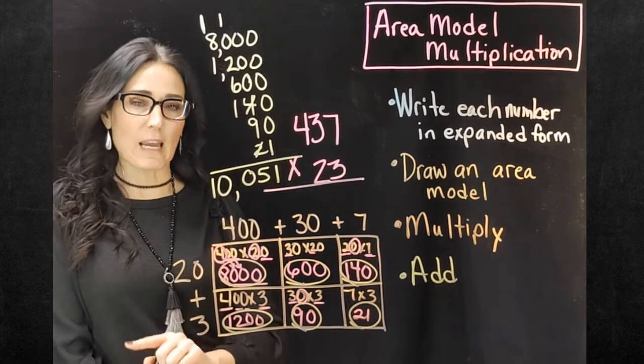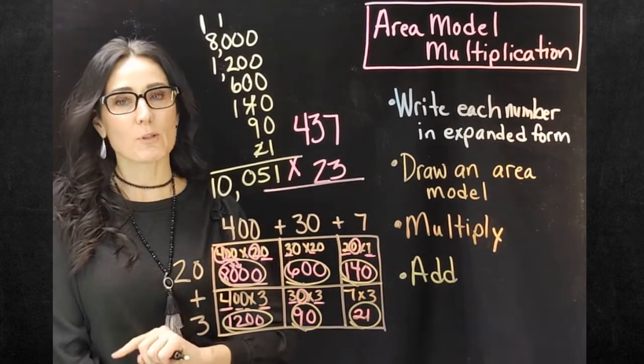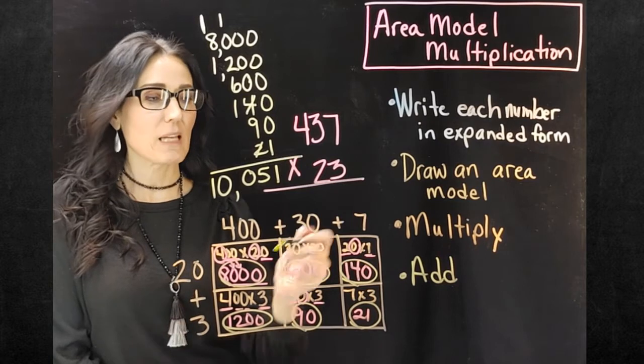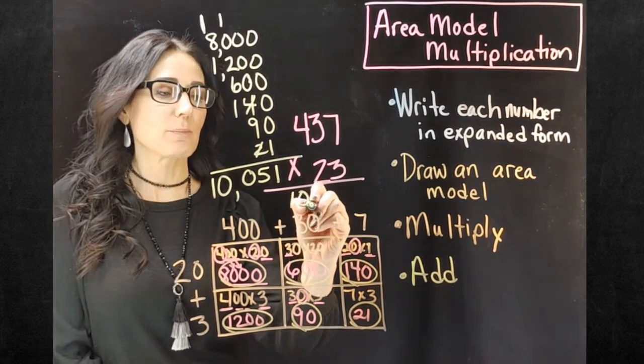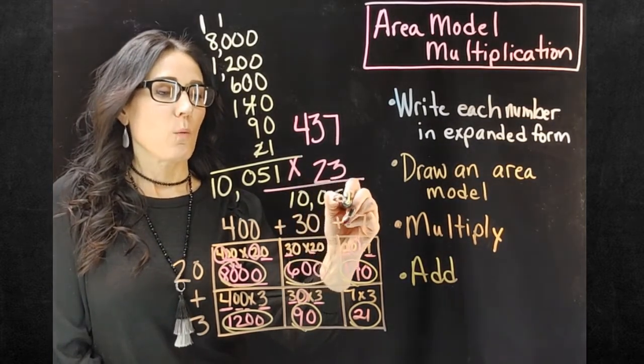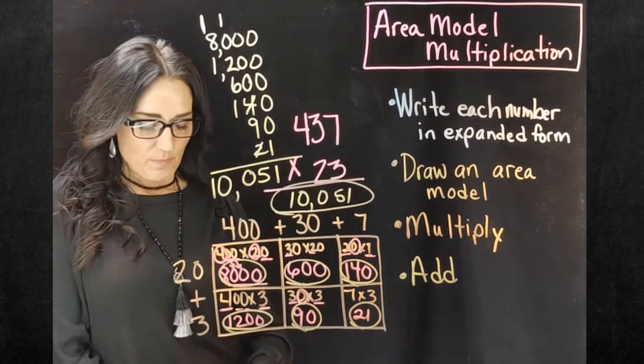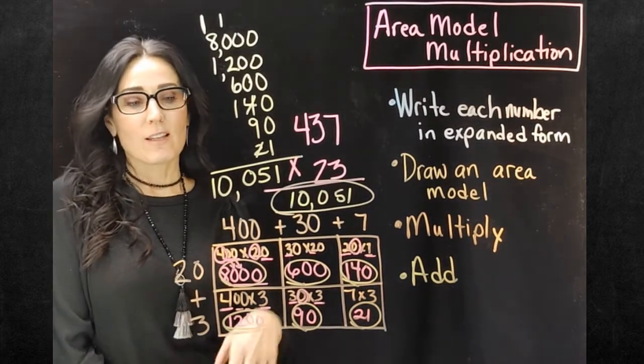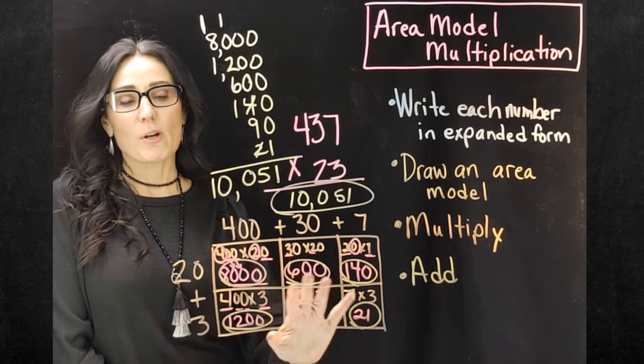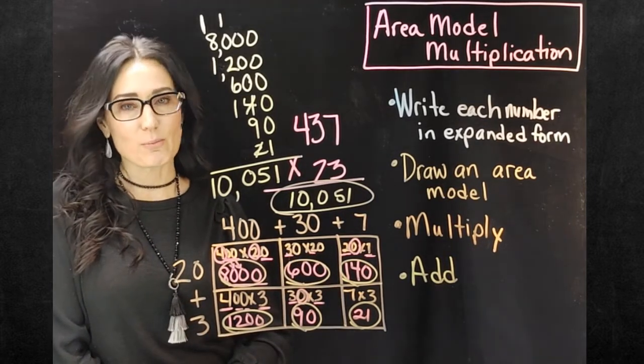So we would say our final answer for this multi-digit multiplication problem is 10,051. Okay, so that is how you can use the area model for 3 by 2 digit multiplication.